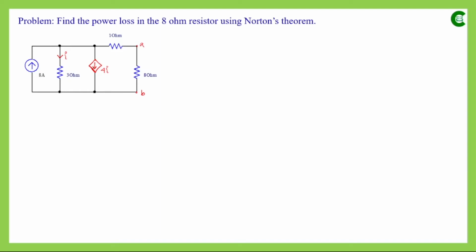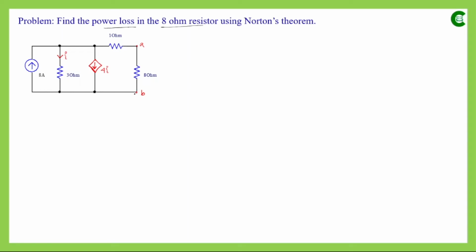From the direction of this arrow we can say that this is a current source, and the value of this dependent current source is 4I, where I is the current which flows through this 3 ohm resistor. And we have to finally find out the power loss across this 8 ohm resistor, and by applying Norton's theorem we have to find that. So this is our concerned or load resistor, which is connected between these two terminals AB.